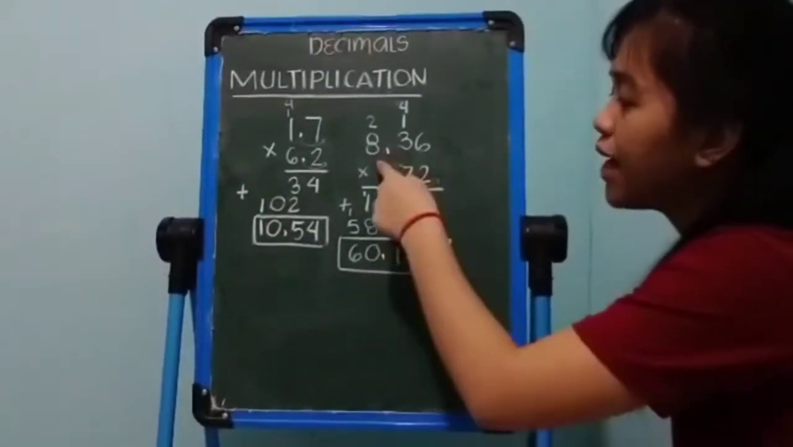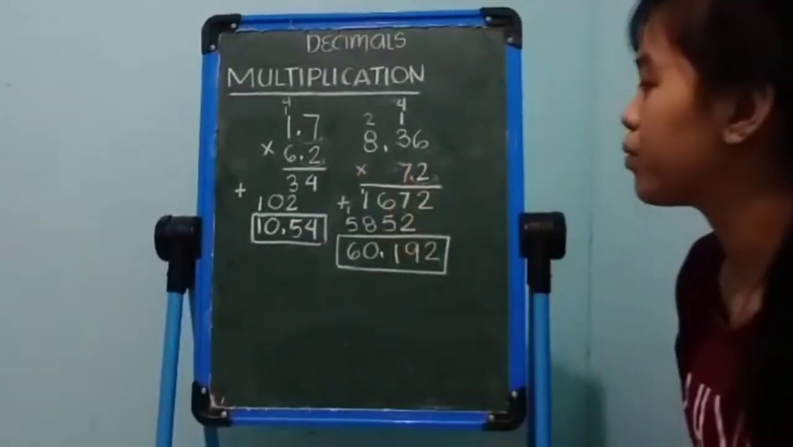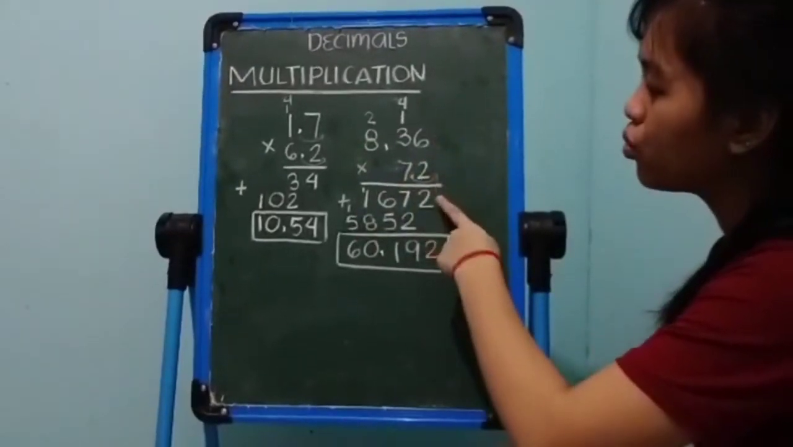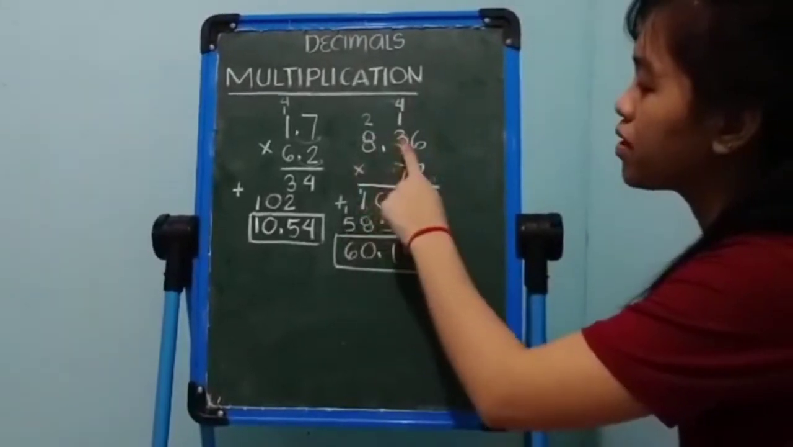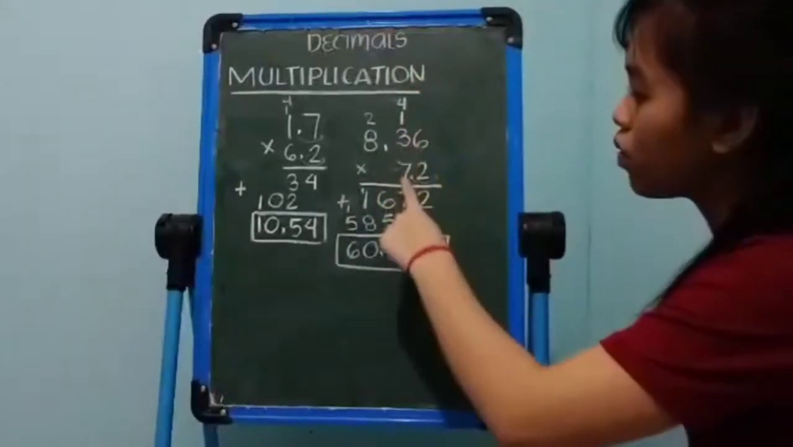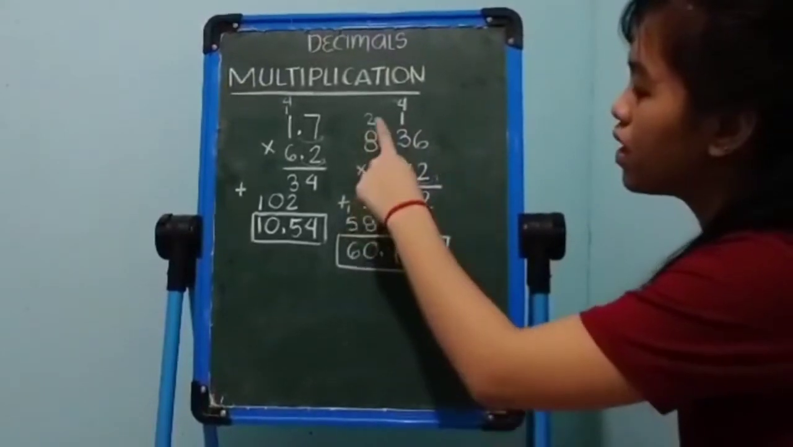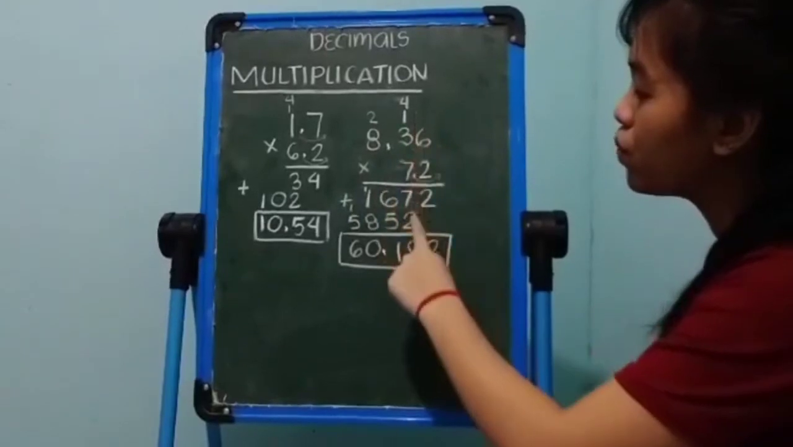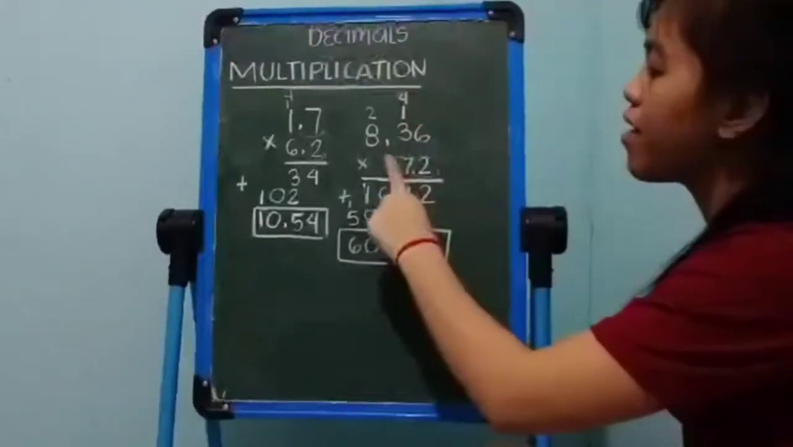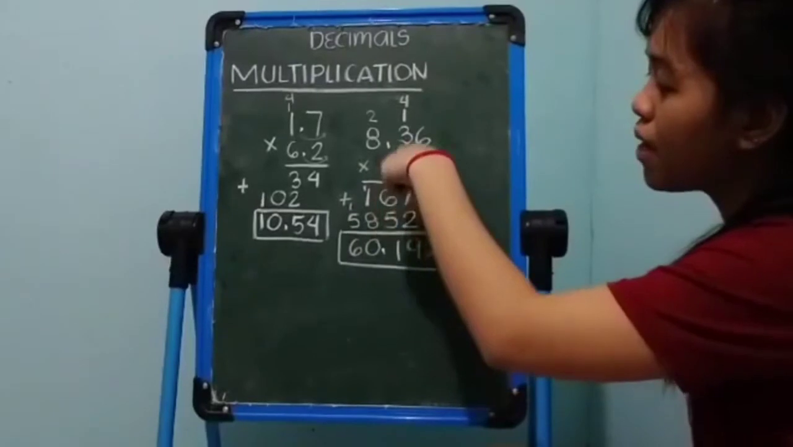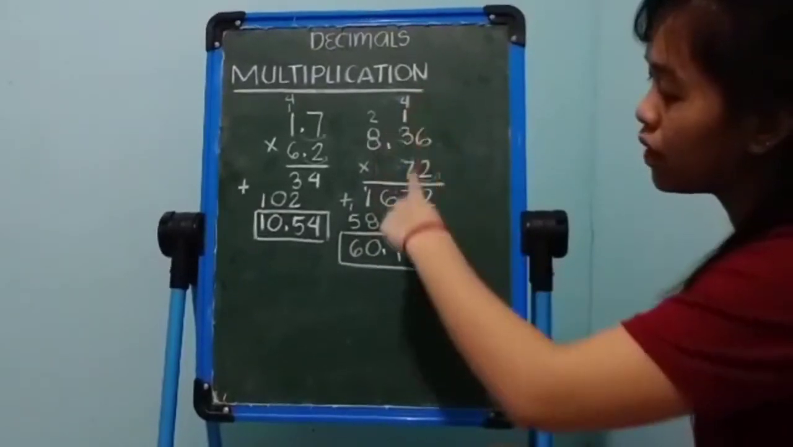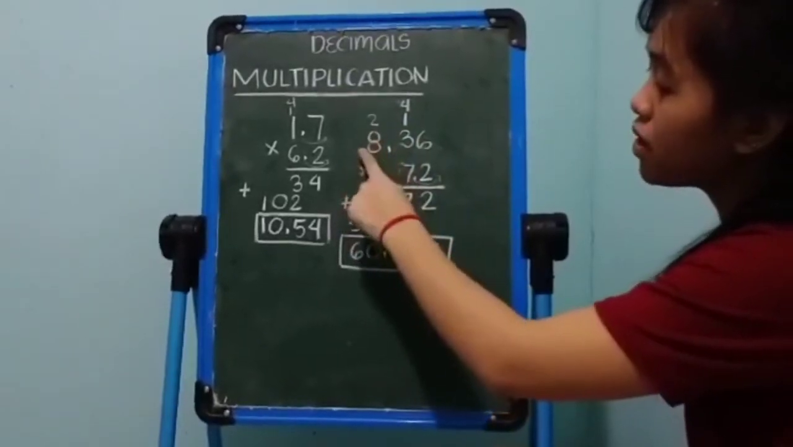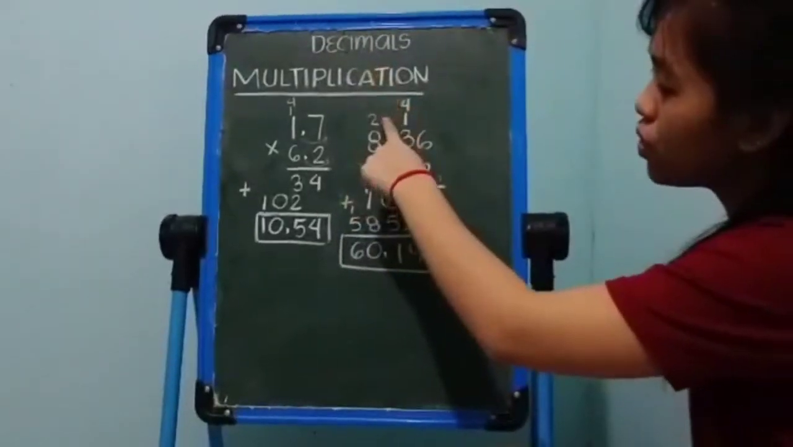Then the second example is 8.36 times 7.2. So let's solve. 2 times 6 is equal to 12. Bring down 2. Carry 1. 2 times 3 is equal to 6, plus 1 is equal to 7. 2 times 8 is equal to 16. 7 times 6 is equal to 42. Bring down 2. Carry 4. 7 times 3 is equal to 21, plus 4 is equal to 25. Bring down 5. Carry 2. 7 times 8 is equal to 56, plus 2 is equal to 58.